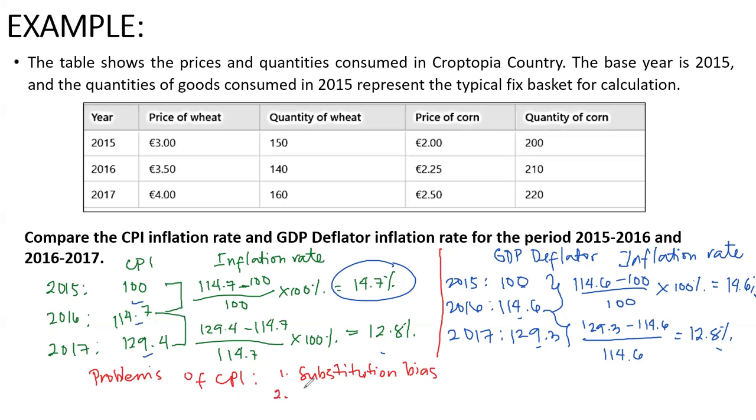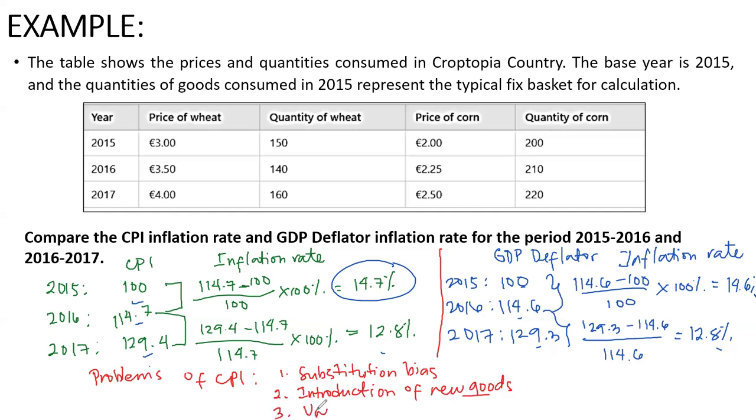Another problem is the introduction of new goods. Since the CPI only accounts for the fixed basket, it doesn't consider the goods that are newly introduced in the current year. Unlike the GDP deflator, which caters to the introduction of new goods because it considers the current quantity, while the CPI only focuses on the fixed basket. So sometimes CPI overestimates the cost of living because it cannot account for the introduction of new goods.